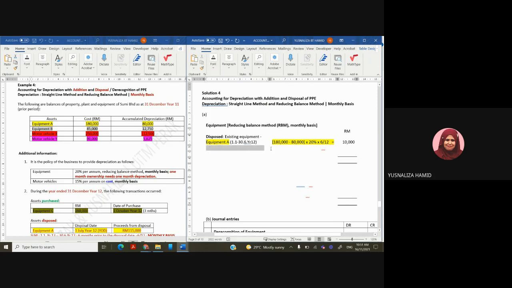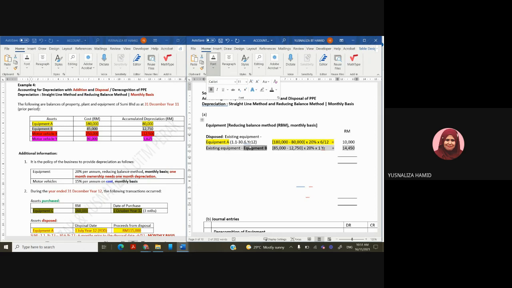The second one is equipment B. Equipment B is the one that I put gray just now, equipment B. And that is going to be provided. How? You are going to provide depreciation for 1 year. Why 1 year? Because equipment B was existing equipment. So equipment B, existing equipment. So this is equipment B.